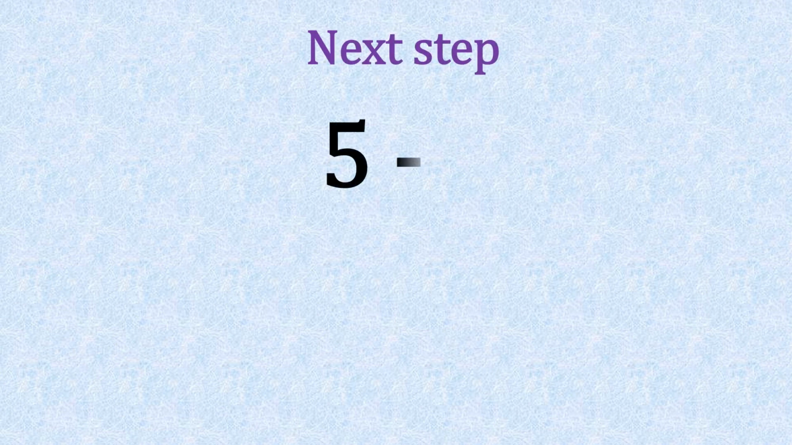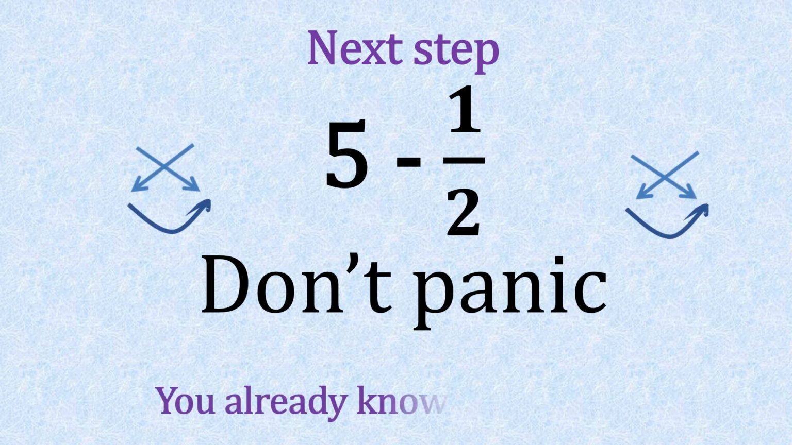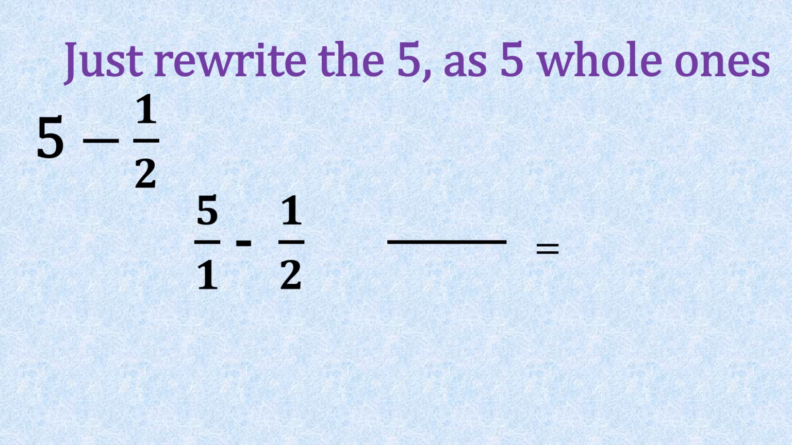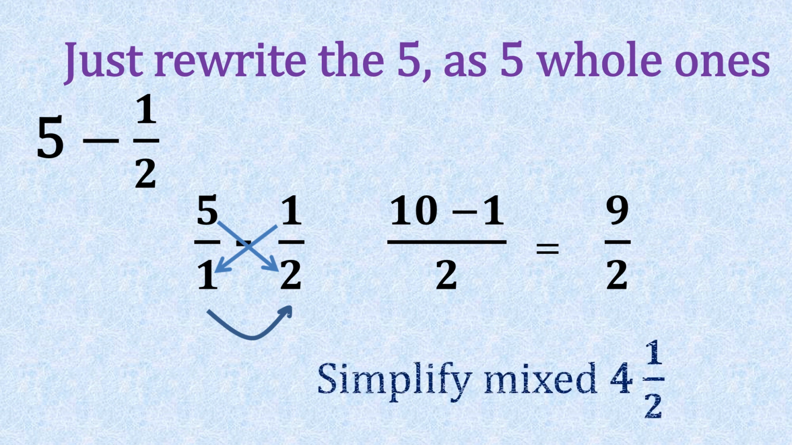Next step, what if you had this as a sum? Well, don't panic, you already know the formula. So we just rewrite the 5 as 5 whole ones. So 5/1, so 1 times 2 is 2. 5 times 2 is 10. 1 times 1 is 1, so 10 take 1 is 9, which goes over the 2, which gives us a heavy fraction, which we simplify to a mixed fraction of 4.5.